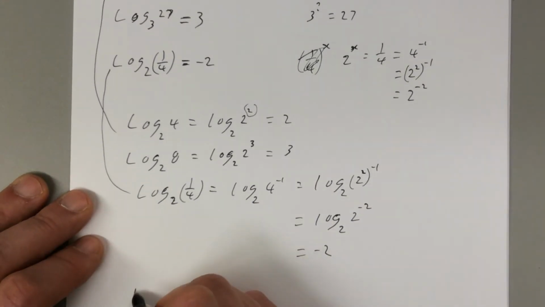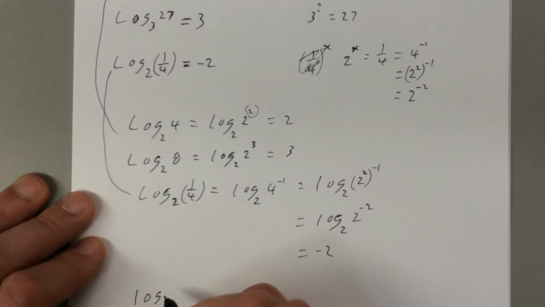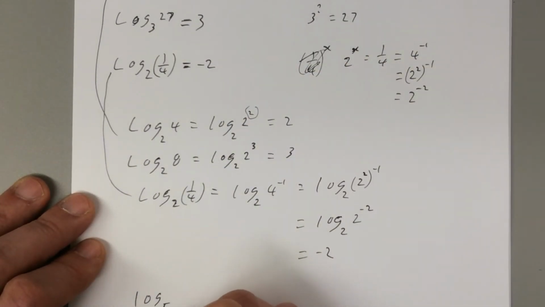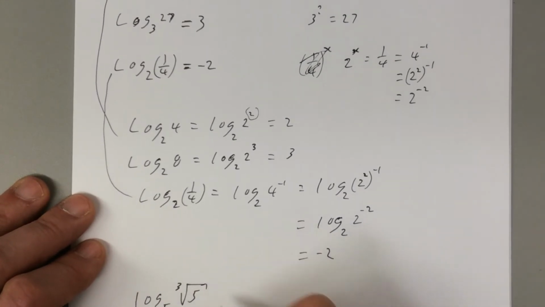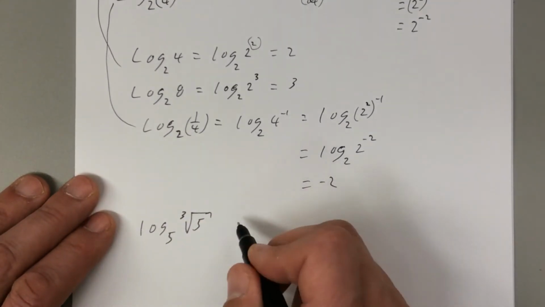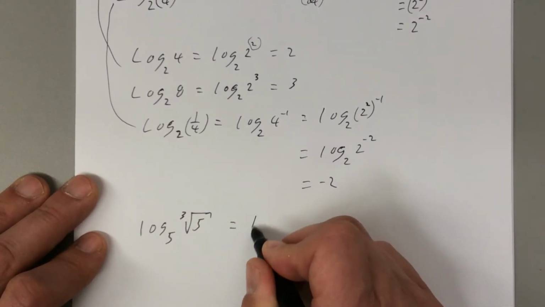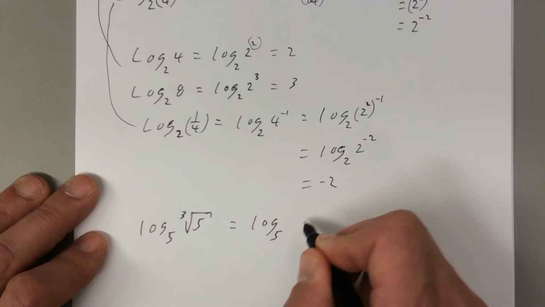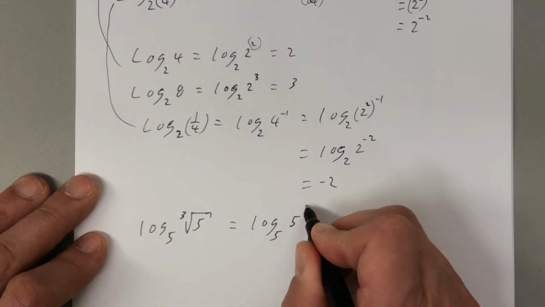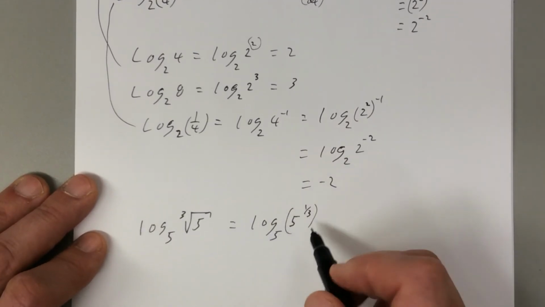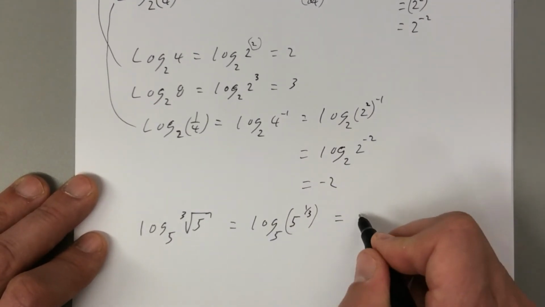Now, what if you want to take log base 5 of the cube root of 5? Well, you're just going to change this to an exponent. So log base 5 of 5 to the 1/3. They're inverse functions of each other, and that's just going to give me 1/3.